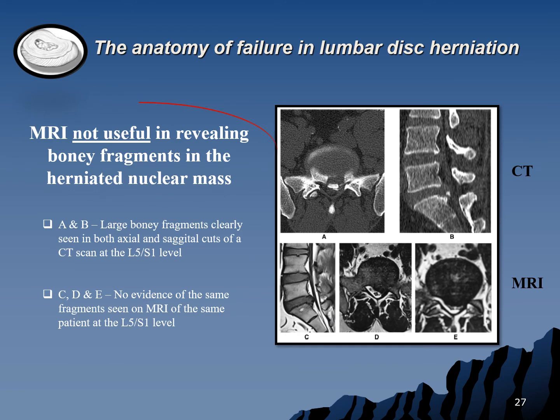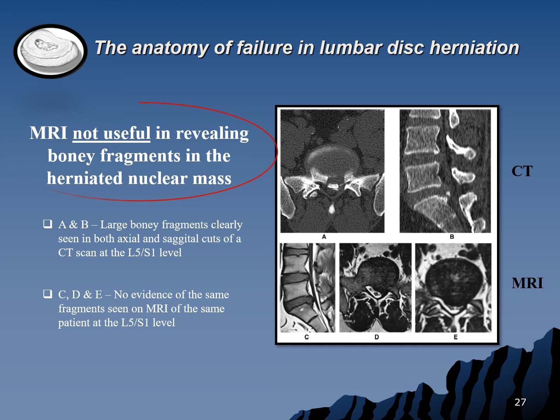All right, so a great takeaway from this study. We all know that the gold standard for lumbar spine diagnostic imaging is the MRI. What we've learned through this study is it's not as golden as we would like it to be, because we've discovered that MRI is not useful in revealing bony fragments in the herniated nuclear material.